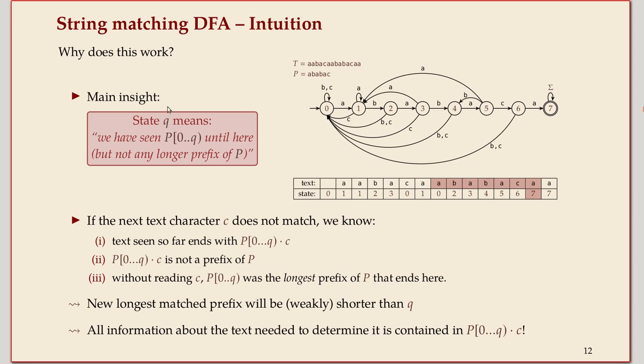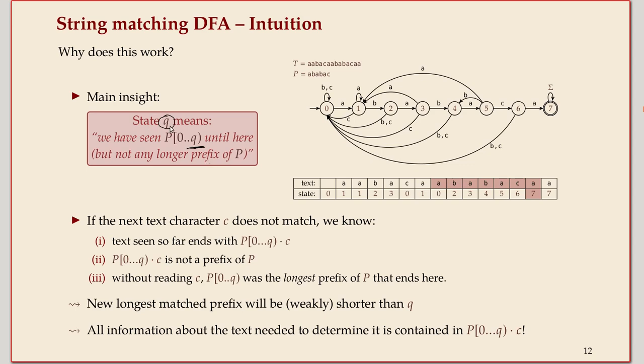We will use the states to encode the following. If we're in state Q, that means in the text that we've fed into this automaton so far, we've seen a certain prefix of the pattern. That might be empty, in which case we're in state 0. So pay attention that this is the exclusive syntax. So we've seen a prefix of the pattern up to excluding position Q. And we have not seen a longer prefix of P. That second part is also important.